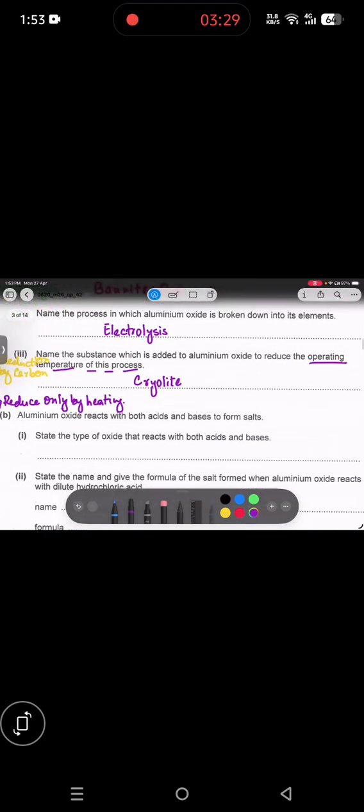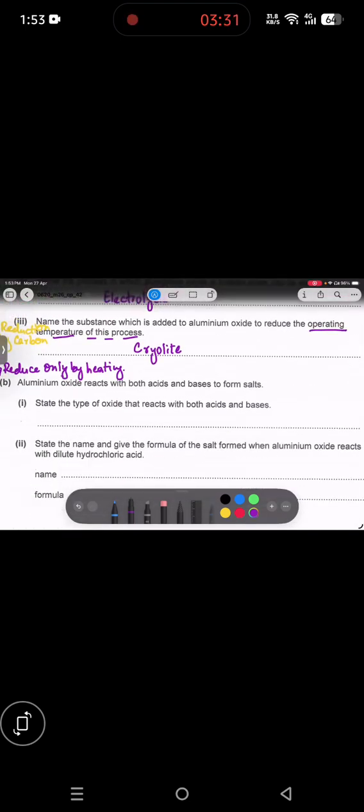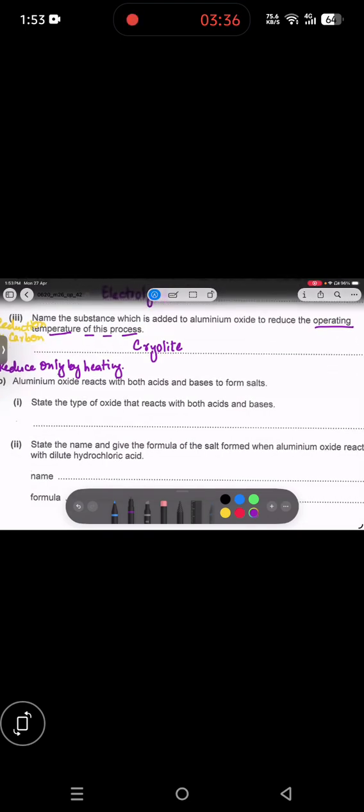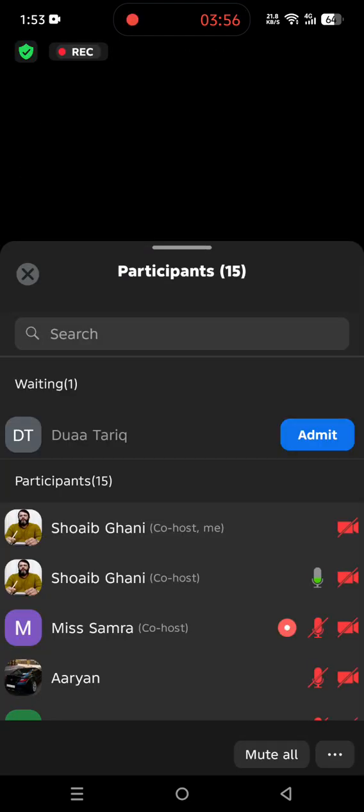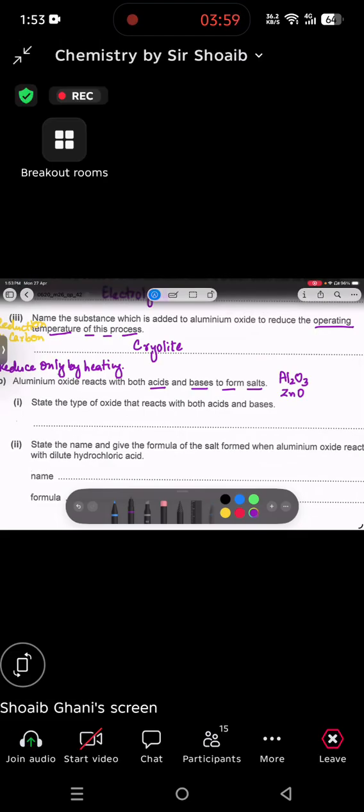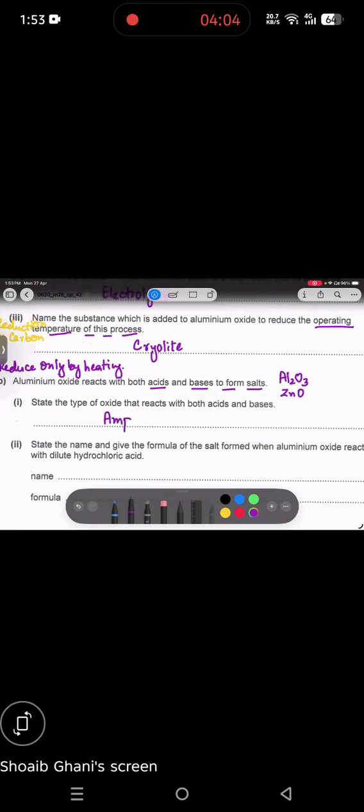Now, aluminium oxide reacts with both acids and bases to form a salt. The substance that can react with the acid and the base both, that type of oxide is known as amphoteric oxide. And in your course, the two amphoteric oxides are aluminium oxide and the second one is zinc oxide. These two oxides are the amphoteric oxides. So the answer here is amphoteric oxide.